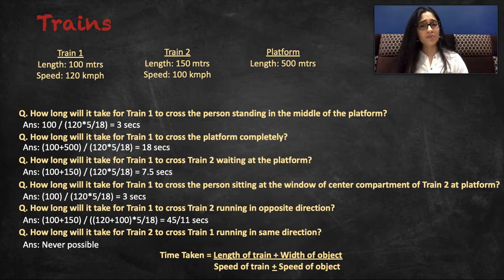Similarly, for the denominator, if we just have train in motion, the second part, which is speed of object, will be 0. But if we have more than one object moving, like two trains or train and a bus, then we'll have speed of other object also. So this is the summed up formula. I can use this formula to solve any questions for trains.